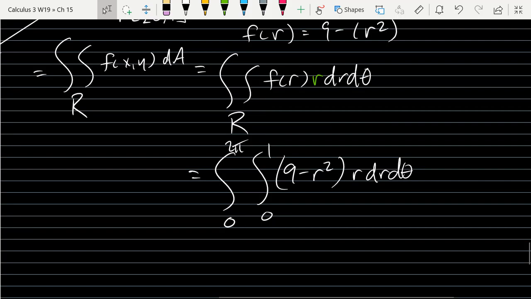This particular integral is super easy. It's just the anti-power rule. You do have to multiply first. Once you distribute, you have a degree 3 polynomial. Use the anti-power rule. So this integral is easy to do.